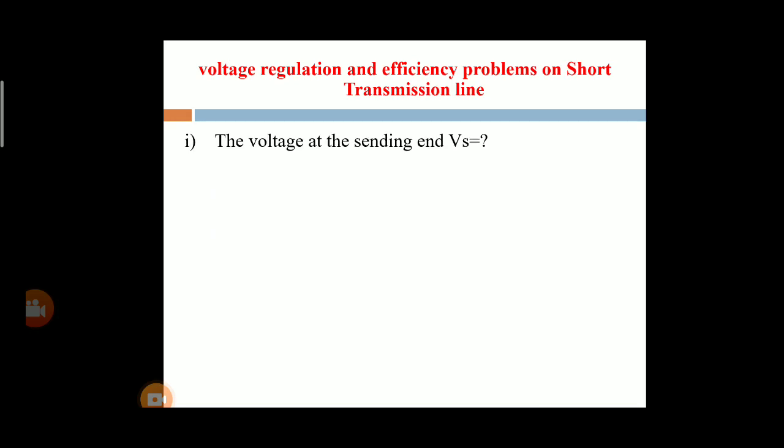Next, coming to the first bit, we find out the sending end voltage, that is Vs. We already know the formula for the sending end voltage, which we derived in the previous class. Vs is equal to the square root of (VR cos phi R plus IR) whole square plus (VR sin phi R plus IX) whole square. This is the formula for the sending end voltage.